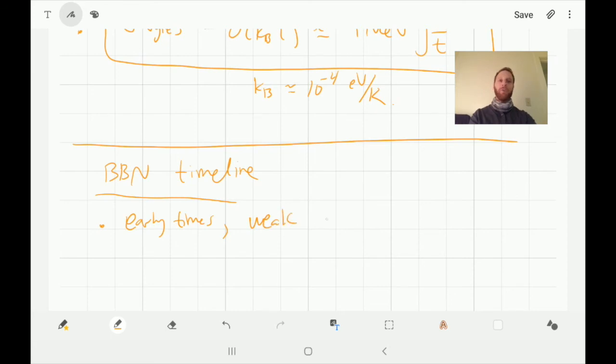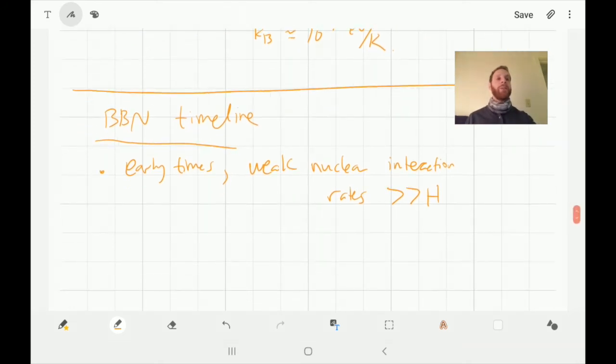That's the weak nuclear force. I'll write this once: weak nuclear interaction. Early on, the weak interaction rates are much bigger than the Hubble parameter, and that means you have chemical equilibrium between various species. This means that, for example, a proton and an electron can turn into a neutron and an electron neutrino, but if there is chemical equilibrium, then this interaction can very easily go back the other way.